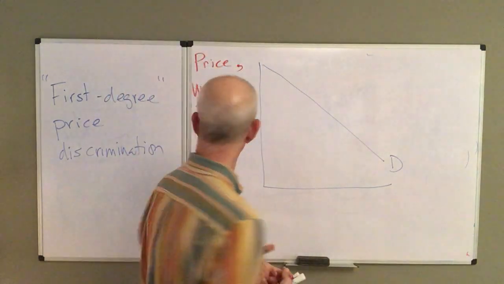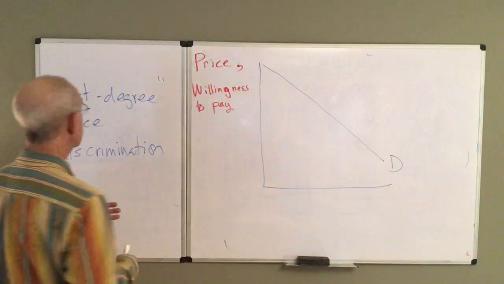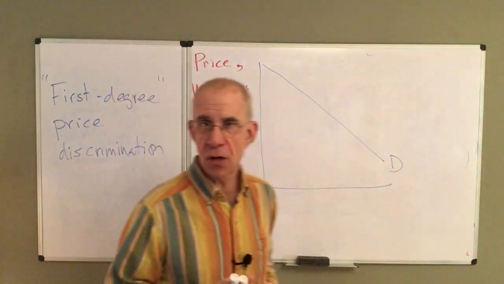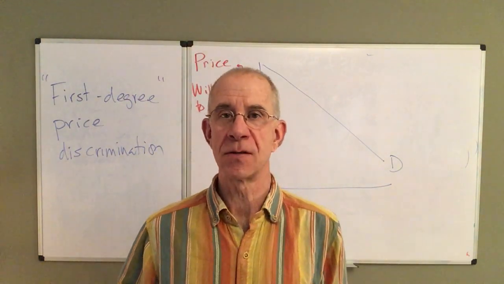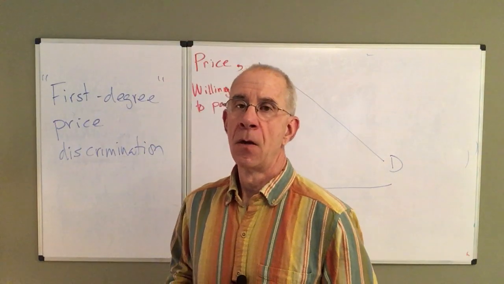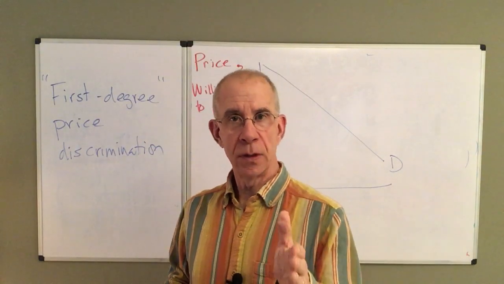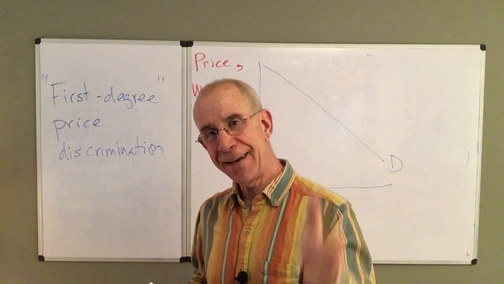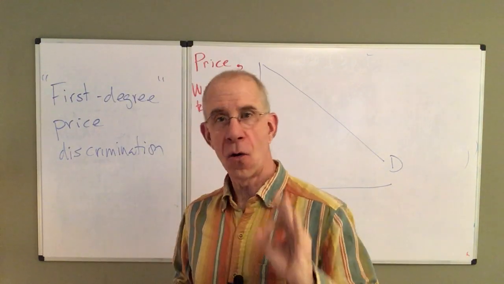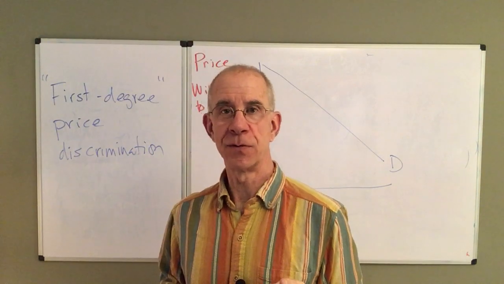And so we want to talk about this in the context of what is a bit of economics jargon, which is called first-degree price discrimination, where the firm is able to distinguish among each individual consumer and try and extract all of the consumer surplus from those consumers.